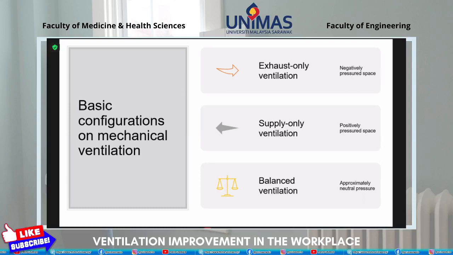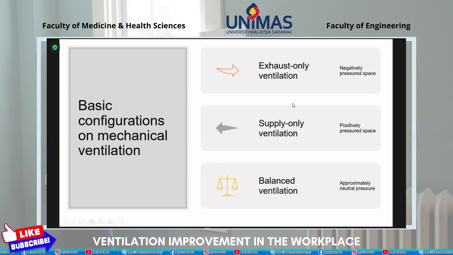Okay, so when it comes to ventilation strategy, typically for mechanical ventilation there are three commonly practiced methodologies. First one is exhaust only ventilation. Exhaust only will create a negatively pressured space. With exhaust only, we draw in fresh air by actually forcing the air out first. So we force the air out, and the fresh air will naturally come in from openings other than the exhaust openings.